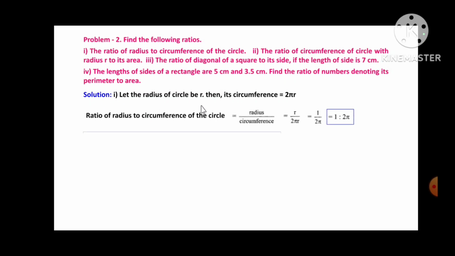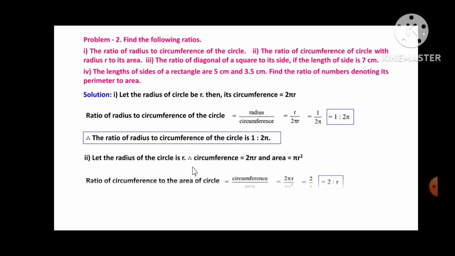Friends, here let the radius of the circle be r, then its circumference will be 2πr. The ratio of radius to circumference of the circle will be radius upon circumference, r upon 2πr. The r gets cancelled, you will get 1 upon 2π, that is 1:2π. Therefore the ratio of radius to circumference of the circle is 1:2π.